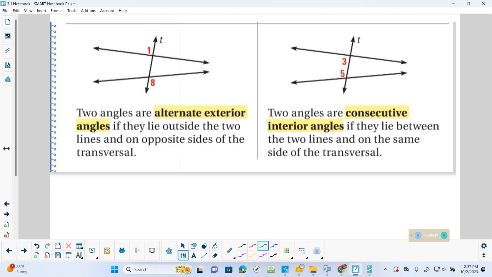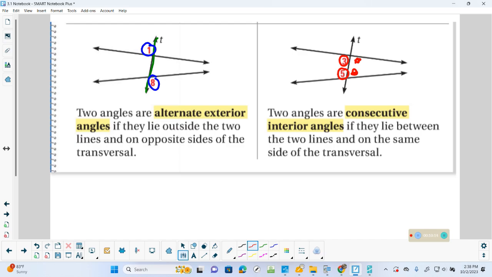Alternate exterior. So again, your transversal, alternate on either side, outside of the lines, exterior. Use the names. Okay, last but not least here, consecutive interior. So remember, the word consecutive means right in a row, right after each other. So bam, bam, 3 and 5. These would also be consecutive interior. And they're going to be inside the line.